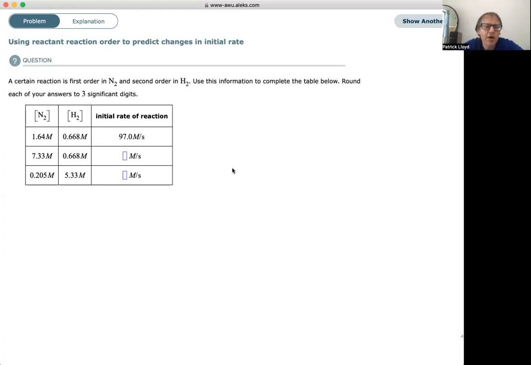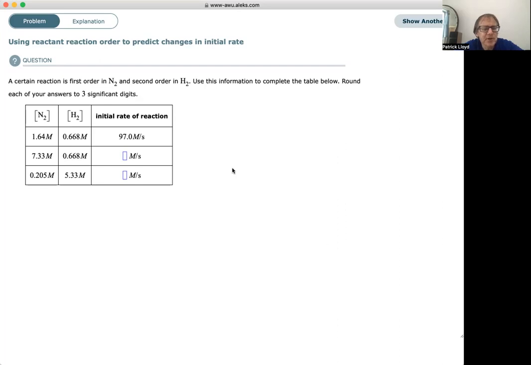So in the 3 columns that are given, we have 3 concentrations of N2, 3 concentrations of H2, and then 3 initial rates of reaction. Essentially, this is 3 different experiments. The first experiment is we put in a container 1.64 molar N2, 0.668 molar H2, and then we measure the reaction rate, how fast the reaction goes. That rate is 97.0 molar per second.